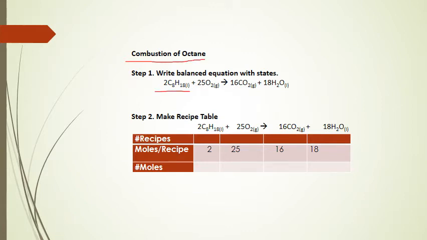So the first thing is to balance the equation with all the states. You have to be given the states. So this would have been a word equation: liquid octane combines with oxygen gas, producing carbon dioxide gas and liquid water. Then set up the recipe table. So here's your moles per recipe, and given recipes, you can figure out moles. If you're given five recipes, you can figure out how many moles you're going to need, and that would be 10.